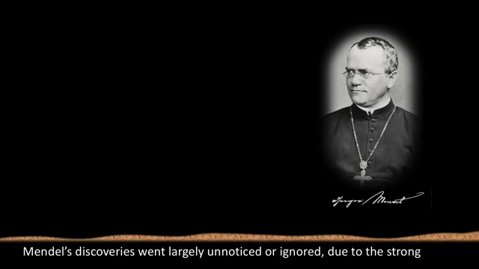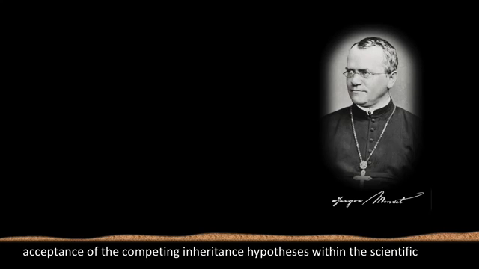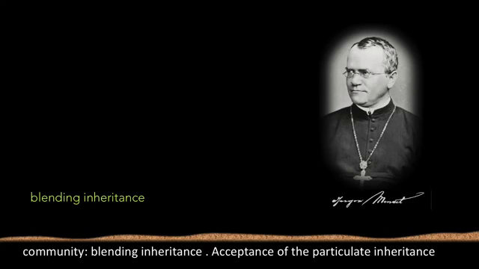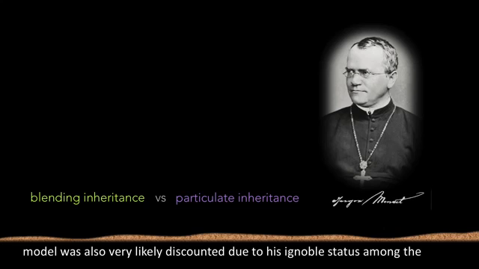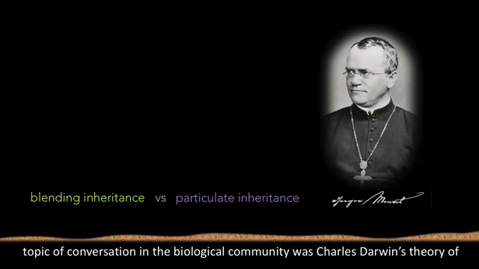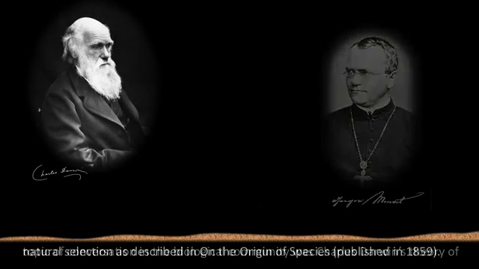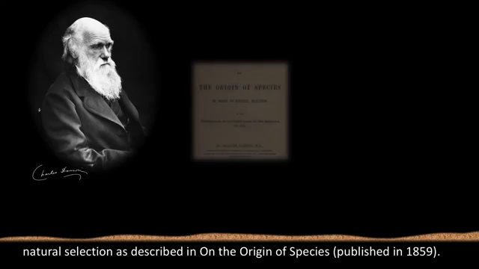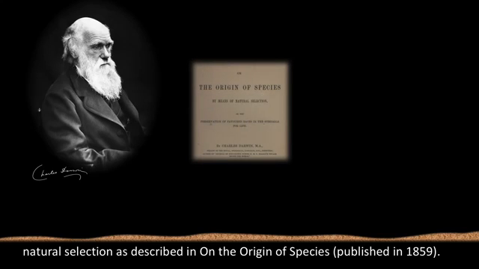Mendel's discoveries went largely unnoticed or ignored due to the strong acceptance of the competing inheritance hypothesis within the scientific community, blending inheritance. Acceptance of the particulate inheritance model was also very likely discounted due to his ignoble status among the academic elite of the day. At the time of Mendel's publication in 1866, the major topic of conversation in the biological community was Charles Darwin's theory of natural selection, as described in On the Origin of Species, published in 1859.